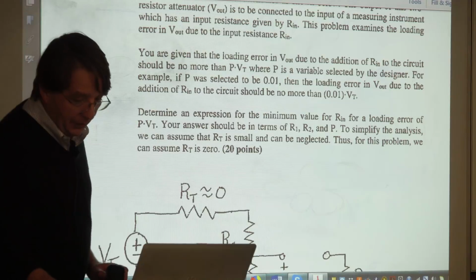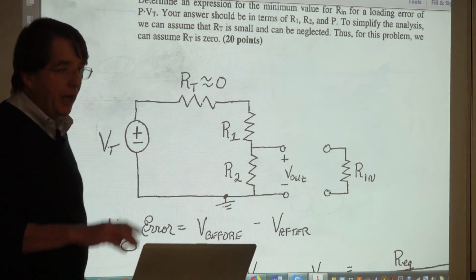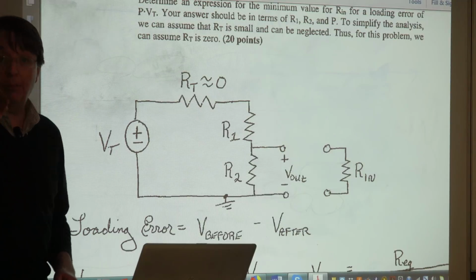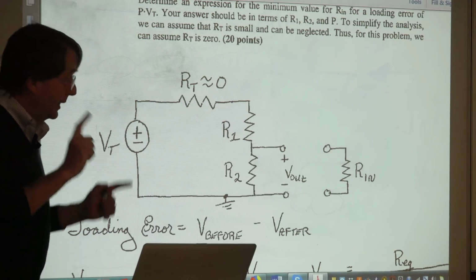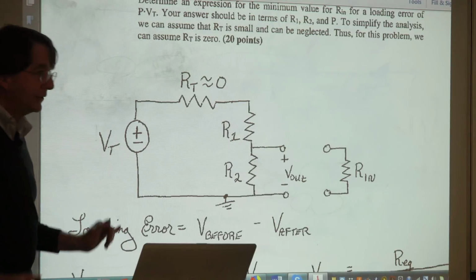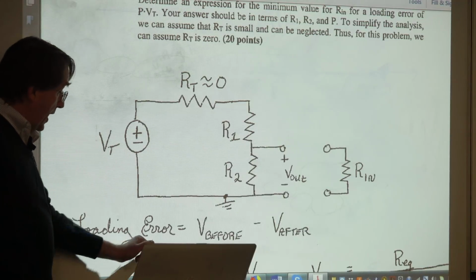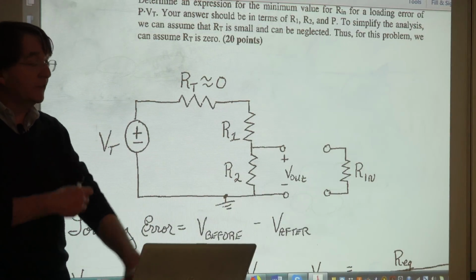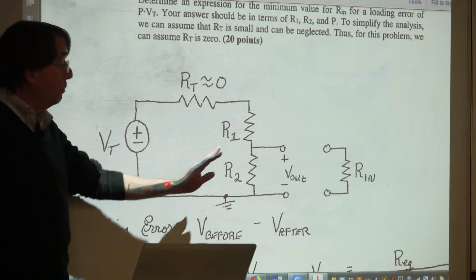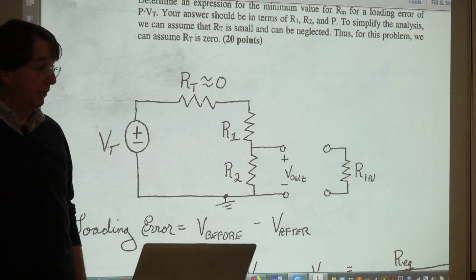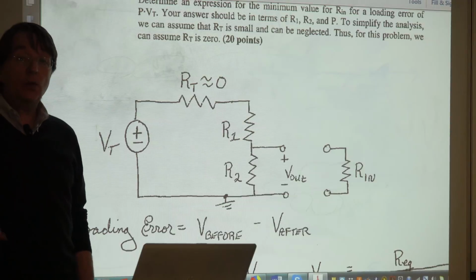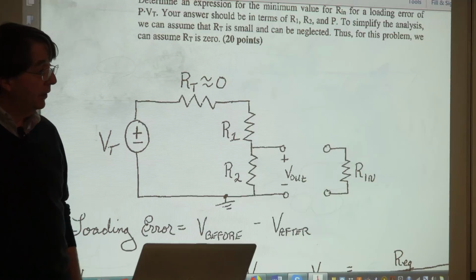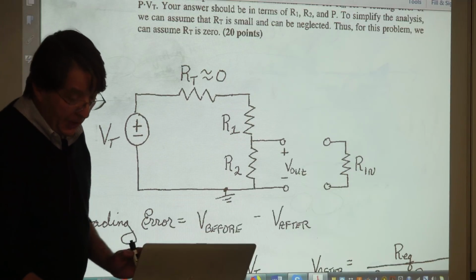Now, I'm not going to worry about the algebra. What I want to worry about is the front part of the problem. Can you set it up? Here's what I absolutely need you to know, and stop me if it doesn't click. Loading error is V before minus V after. What that means is find V out before you add Rn, and then repeat it after you add Rn and take the difference. That's it. So, one step at a time.